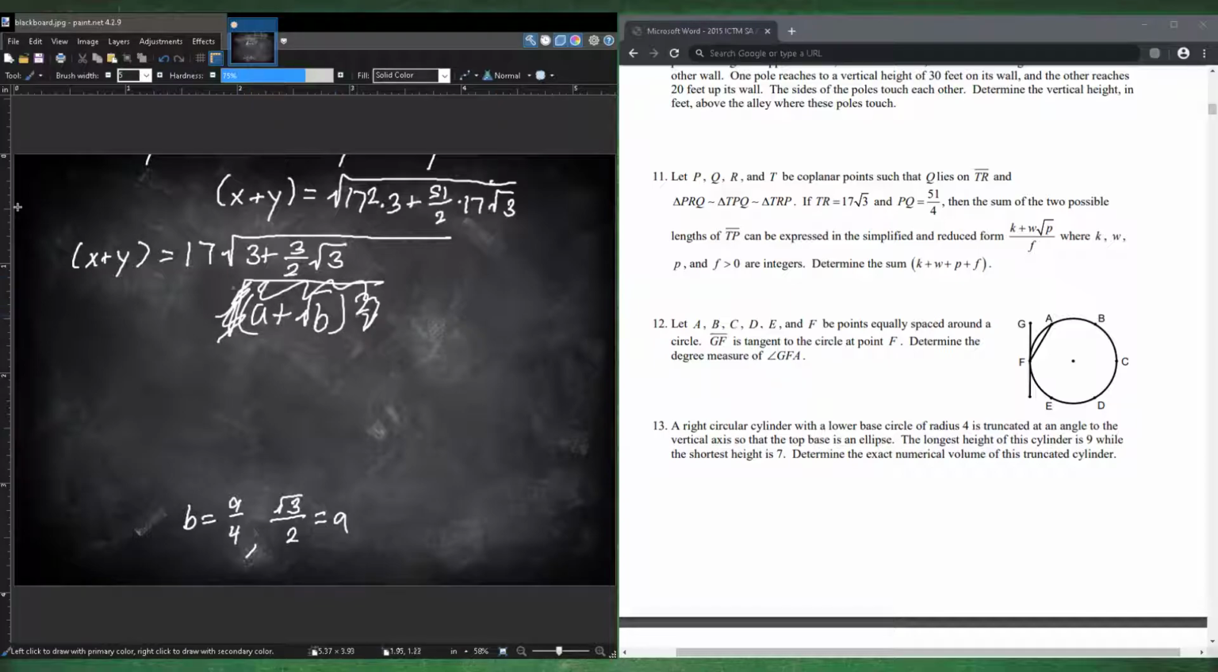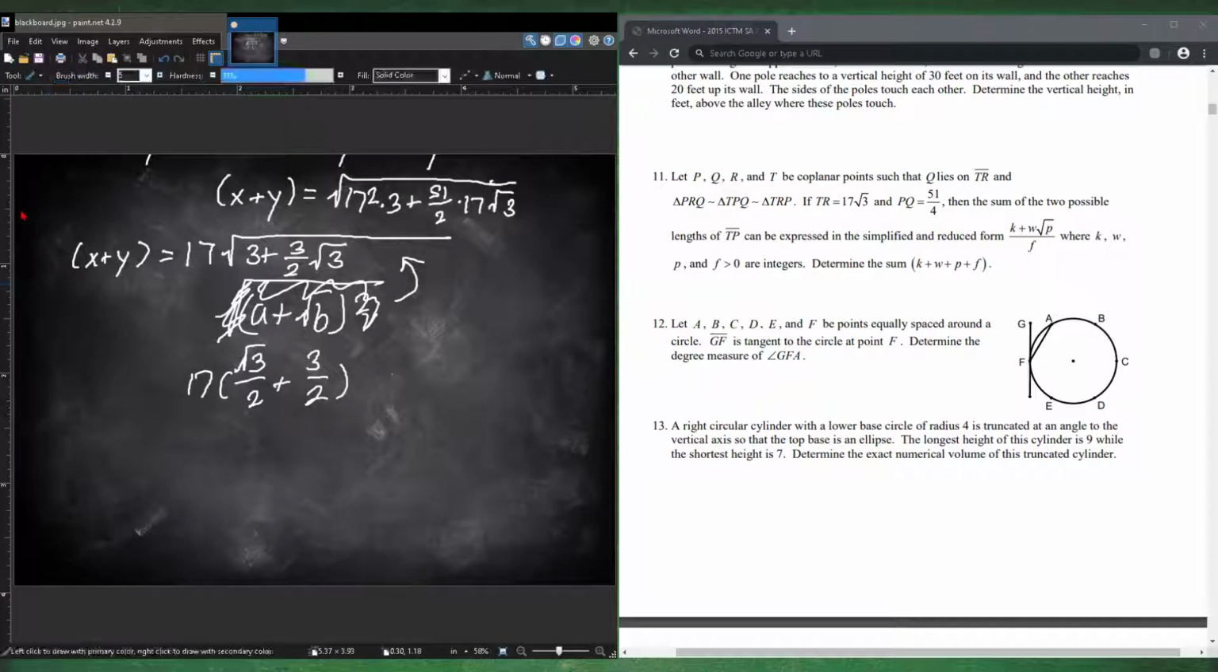Okay, so that means all you're left with is a plus square root b, which is what we said is equal to this. So then a is square root 3 over 2, and b is the square root of 9 over 4. Square root of 9 is 3, square root of 4 is 2. So then we have square root 3 over 2 plus 3 over 2. And then we're going to multiply that by 17, and that will give us our x plus y.